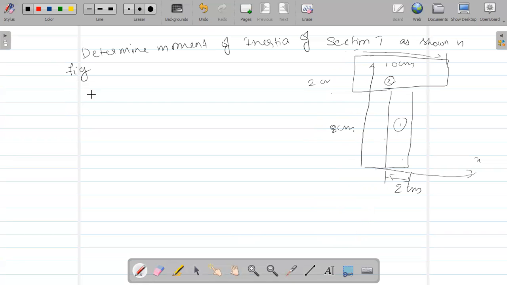What is the CG formula? X bar is equal to A1 x1 plus A2 x2 divided by A1 plus A2. Similarly for y bar, A1 y1 plus A2 y2 divided by A1 plus A2. For these two sections, you have to do the problem.